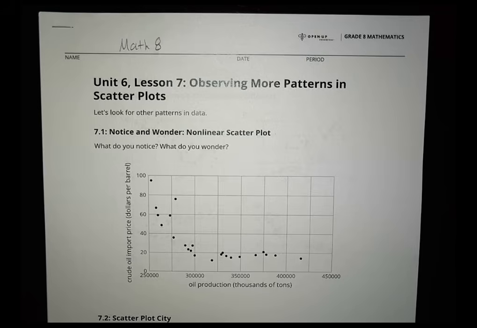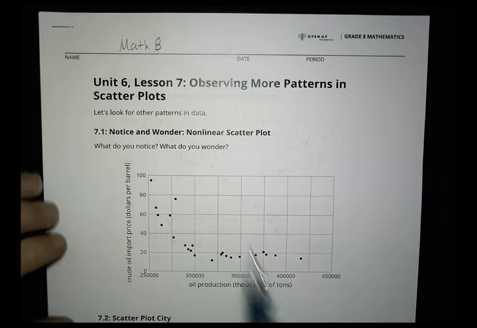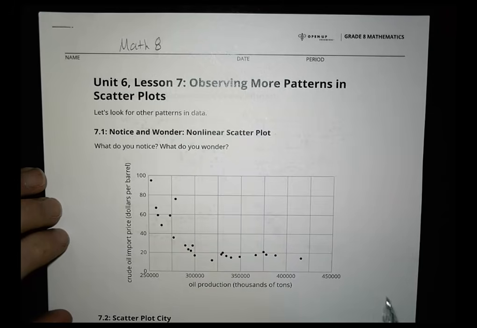Hey, this is Math 8, Unit 6, Lesson 7, Observing More Patterns in Scatter Plots. First we have Activity 1, Notice and Wonder, Nonlinear Scatter Plot. What do you notice and what do you wonder about this scatter plot right here? There might be some different things you notice. Of course, we can see first our labels here.